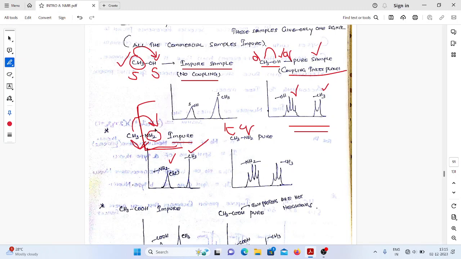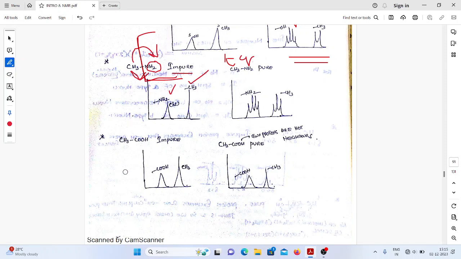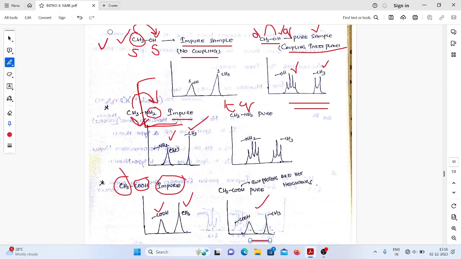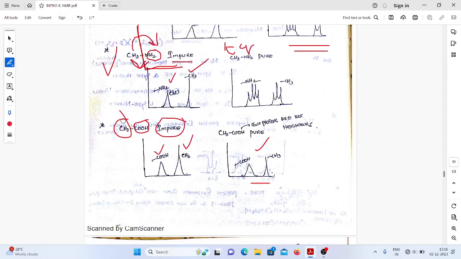So in case of the impure, what is happening? Proton exchange phenomena takes place. That's why there is no coupling between the protons. So simply assume that whatever samples we are getting are impure in nature. That's why COOH always appears as a singlet and this one will appear as a singlet. If you consider pure, then only we will come up with some coupling. In case of the acid, the distance is very far. That's why in case of pure also, here we are getting singlets only.